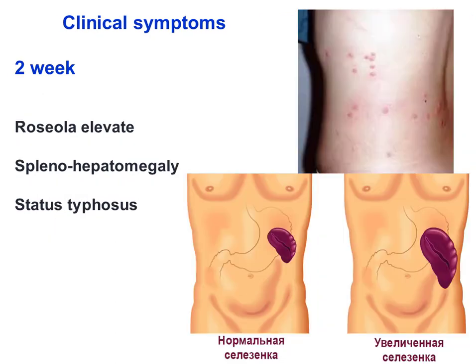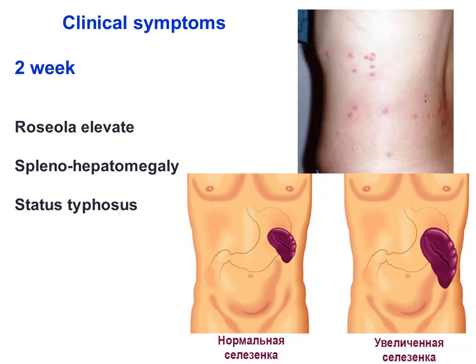In the second week, we see the appearance of fresh roseola elevata. It's located on the anterior abdominal wall and the lateral surfaces of the body, like a vest. Appears on the 7th, maybe 11th day. Elements of the rash slightly rise above the surface of the skin and disappear under pressure. The number of small roseolae is from 3 to 12. After 3-5 days, the rash regresses.